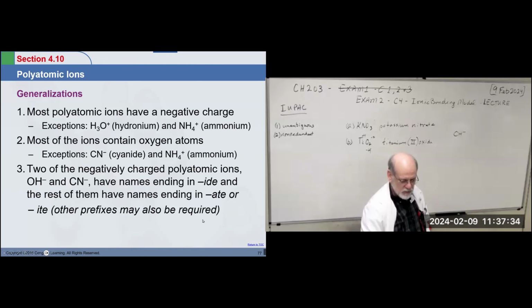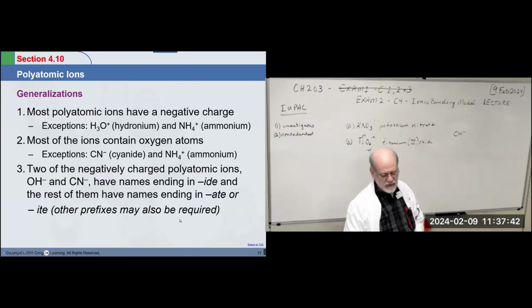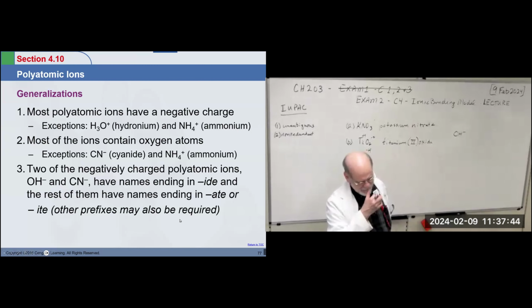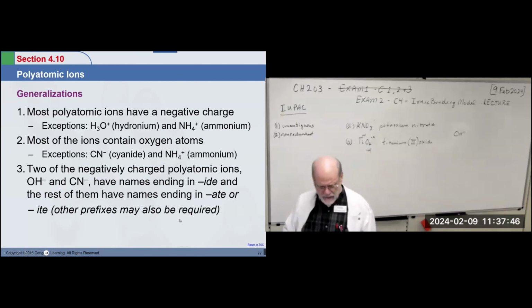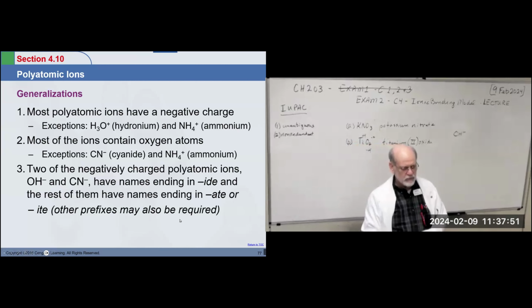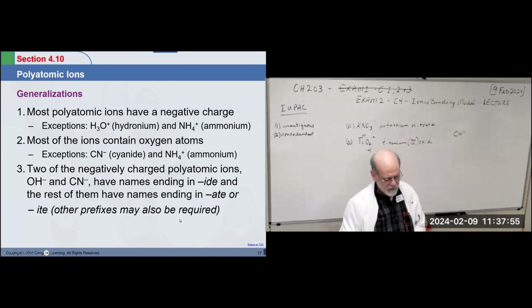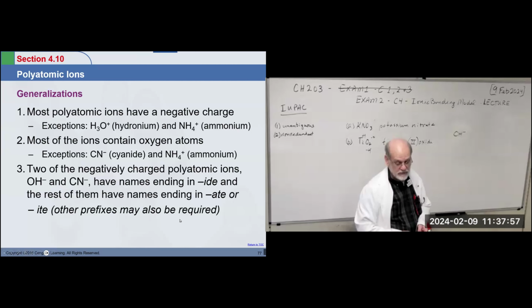I mentioned this earlier. Most polyatomics have a negative charge except for ammonium, and I don't think hydronium is in there. I didn't put hydronium in there. Hydronium is a special case. When we get to acids and bases, we'll pick up hydronium again, so don't worry about that one right now. Most ions contain oxygen, except for the ammonium and cyanide, for example, and the thiocyanate example.